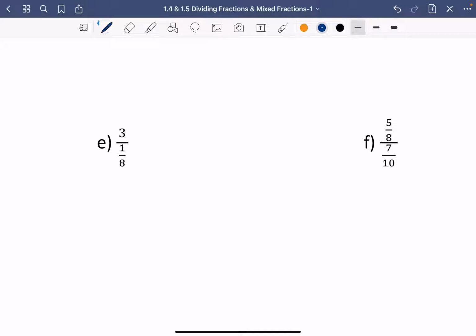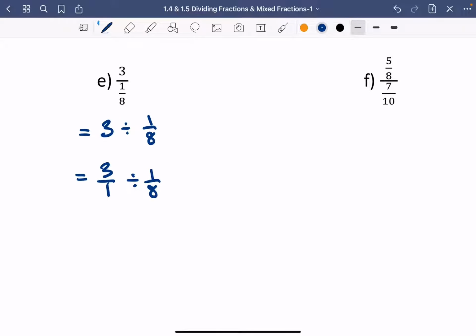This question looks a bit different from the questions we did, right? How do we do this one? Well, what we learned is that a fraction line just means you are dividing, right? So this is the same as saying 3 divided by 1/8. Now it's easy. 3 is the same as 3 over 1.